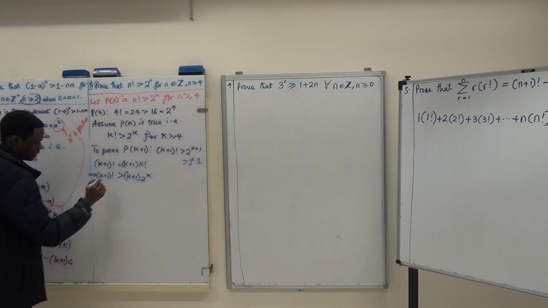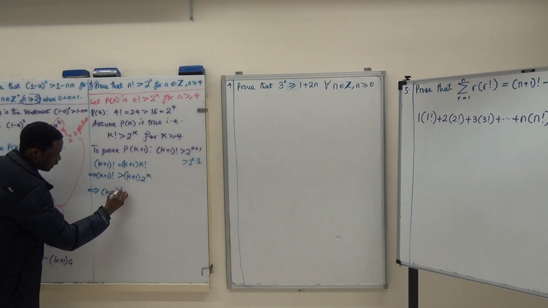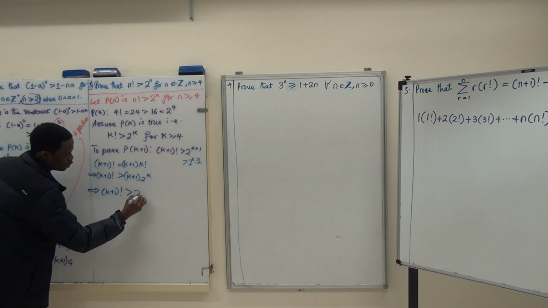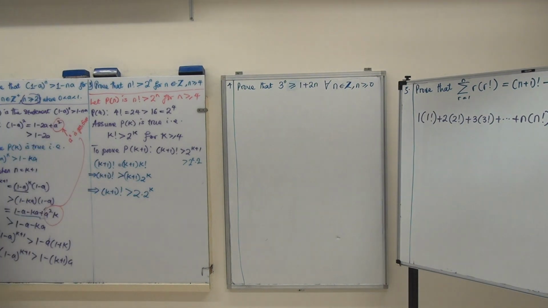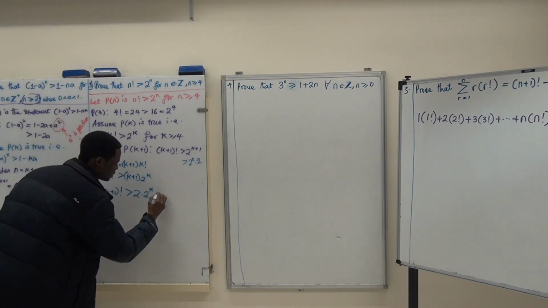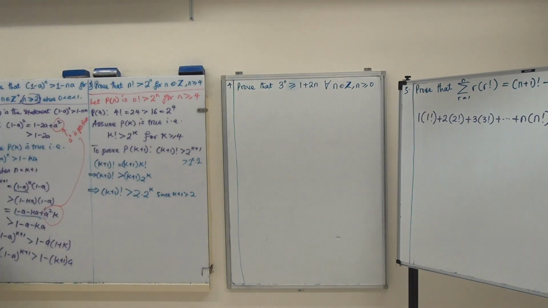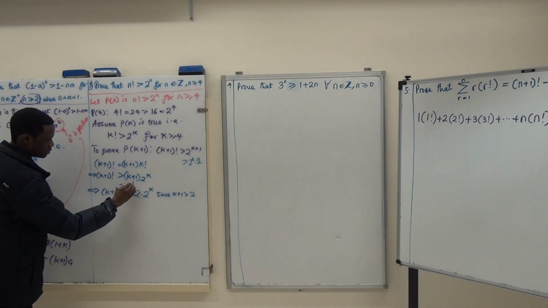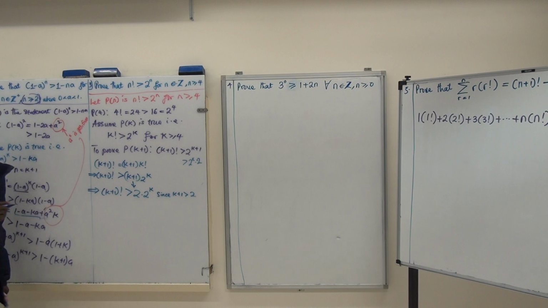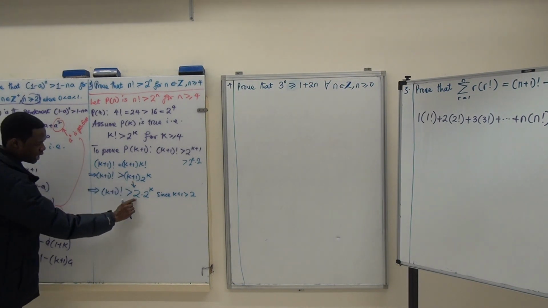Okay? This step, the implication is that k plus 1 factorial is greater than 2 times 2 raised to the power k, since k plus 1 is greater than 2. You can just put that additional comment to show that I really know what I'm doing. I'm not just walking towards the answer because it's convenient, but because this is logical. Does it make sense now? This is greater than this, since this is greater than 2. That's why the product is greater than 2 times that.